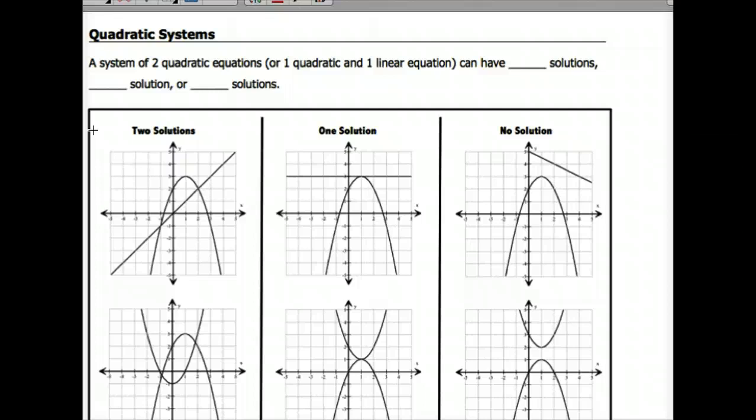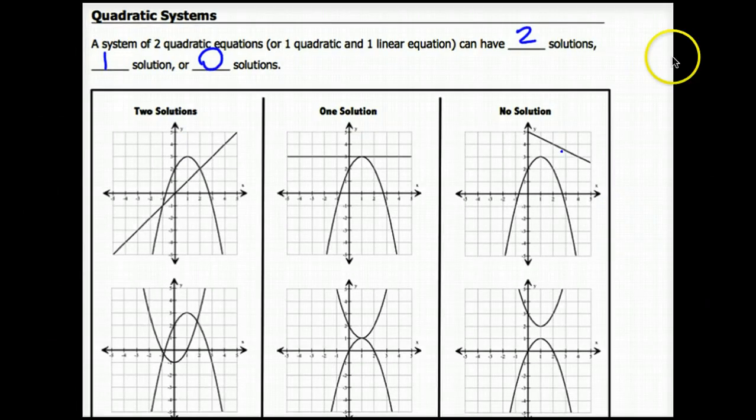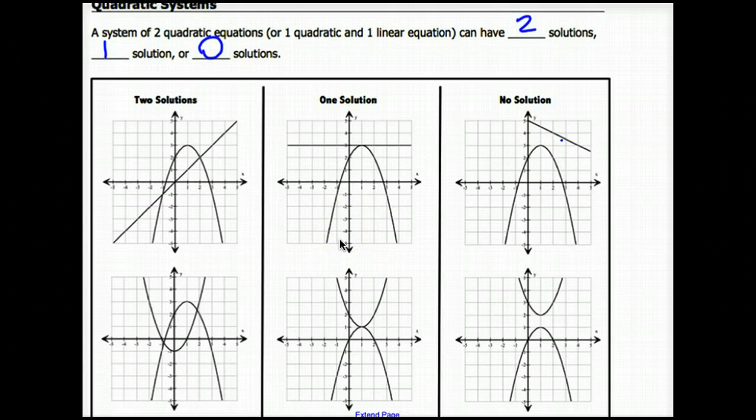Well, if you have a system of 2 quadratic equations, or 1 quadratic and 1 linear equation, you could have more than 1 intersection point. So you can see from these examples of these graphs here that anytime we're doing a system of quadratic equations, we could have 2 solutions, 1 solution, or no solutions. So if you look at the far left here, I've got an example of 2 different types of graphs that would give you 2 solutions.